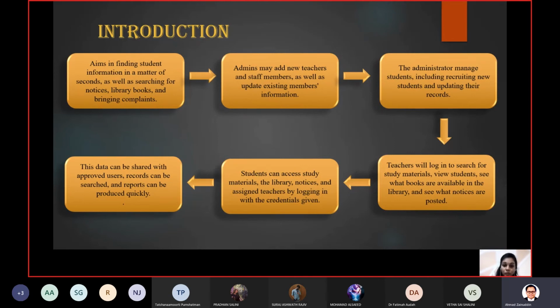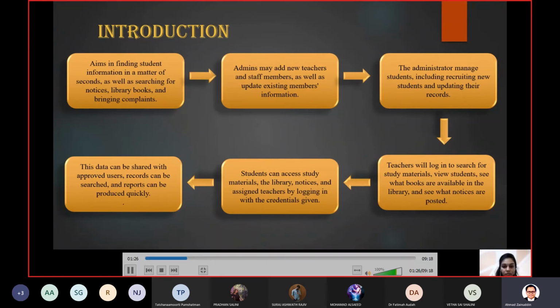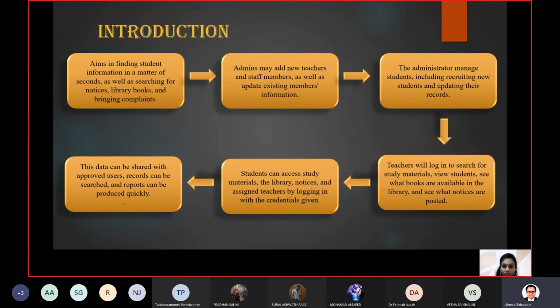The system is designed to locate student information in a few seconds, such as notes, library books, and to bring their doubts to management by complaint. The administration will handle teachers, school staff, classes, and notices as well. Students are controlled by the administrator, who has the ability to appoint new students and update their records.